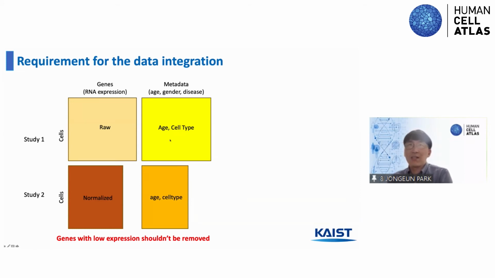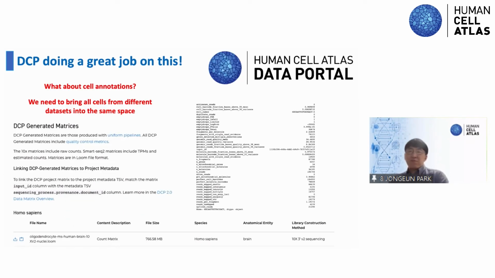And also for the metadata, people are using different nomenclatures, which makes it quite difficult to combine all this together. But for this part, I think the data coordination portal is doing a really great job. If you go to the DCP homepage, you can see that most of the data sets that have been deposited are now being remapped using the uniform pipeline so that the same structure of gene and cell count matrices are getting produced. And we can see always the same metrics for the QC. So this problem, I believe, will be solved soon, maybe by the beginning of next year.